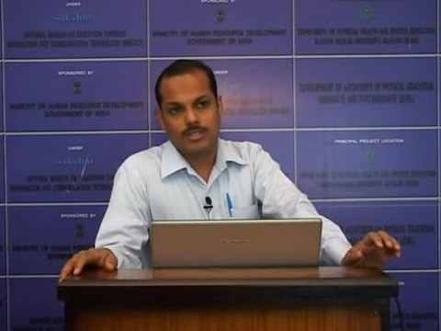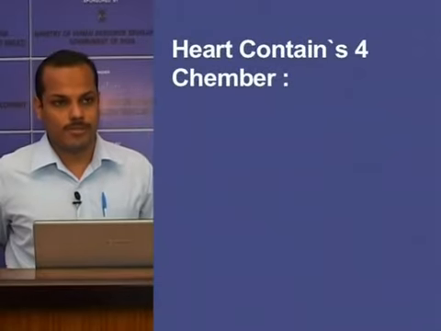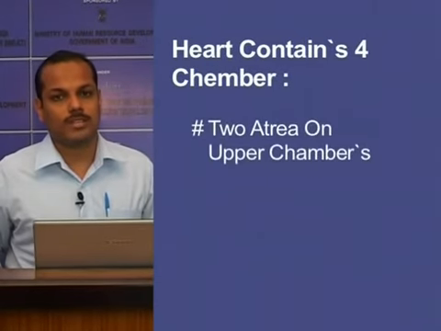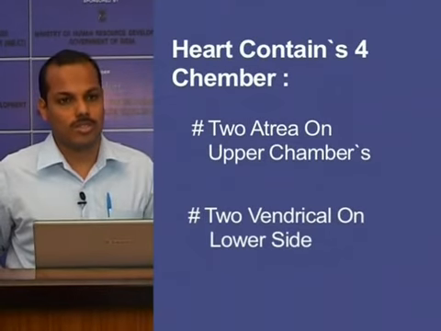I'll give you a brief description about the anatomy of the heart. As we already discussed, the heart is the major organ in the circulatory system. It's a hollow muscular organ, and its weight is around 300 grams, which is almost the size of a fist. The heart contains 4 chambers, that is 2 atria on the upper side and 2 ventricles on the lower side.